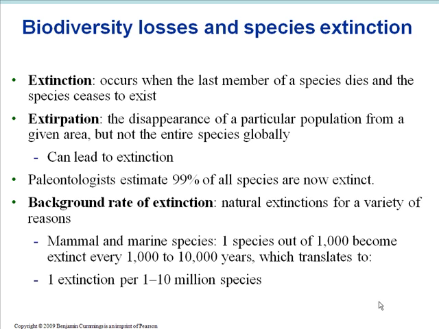Extinction is a natural process, and paleontologists estimate about 99% of all species are now extinct. Most extinctions preceding the appearance of humans have occurred one by one at a rate that paleontologists refer to as the background rate of extinction.